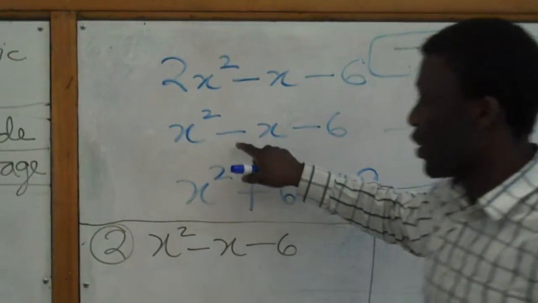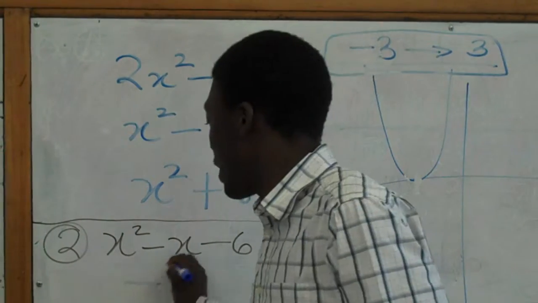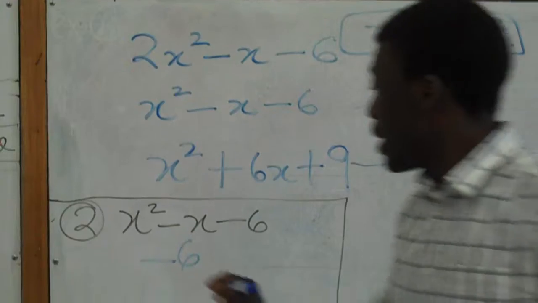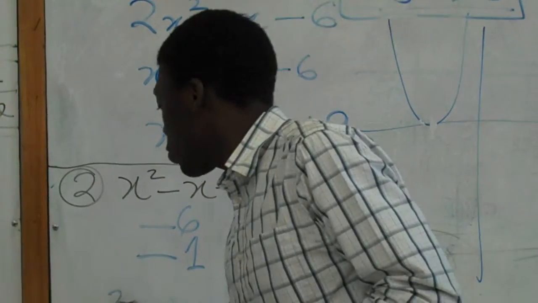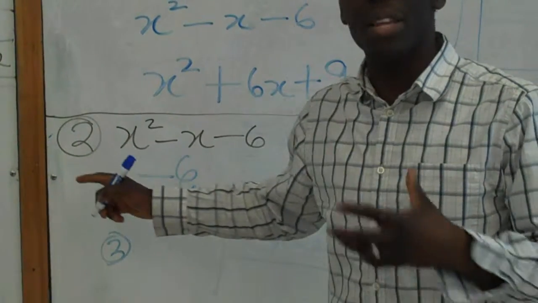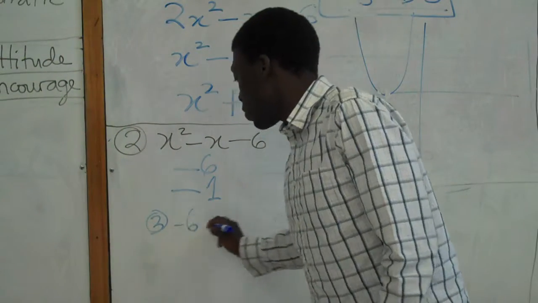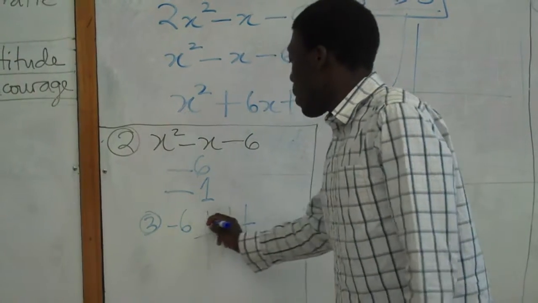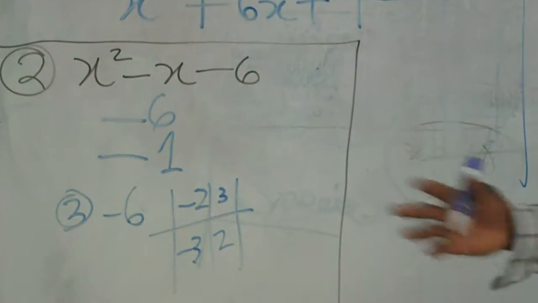Look at this expression here. The AC for this one is simply minus 6. The B is minus 1. Now, step 3 is find two numbers that when you multiply them together, you get minus 6. When you add them, you get minus 1. You go ahead and write the multiples of 6. Minus 6. You have minus 2 and 3. You have minus 3 and 2. Now, minus 3 and 2 work out.